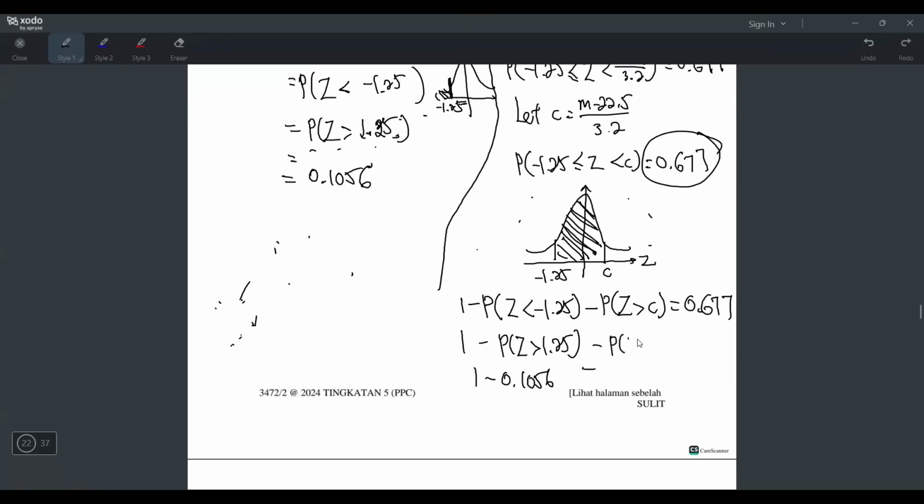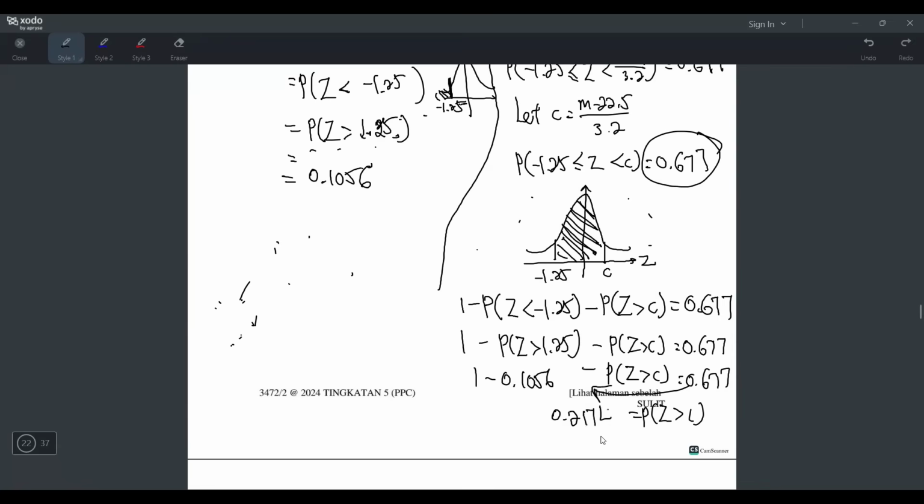But for this one, P(Z bigger than C), you will write like this first, right? And then you will start to pindah. How to pindah? The P(Z bigger than C), you will pindah like this so that it becomes positive. And then here you will press 1 minus 0.1056 and then minus 0.677. So let's press 1 minus 0.1056 and then minus 0.677. Okay, my calculator gives me 0.2174.